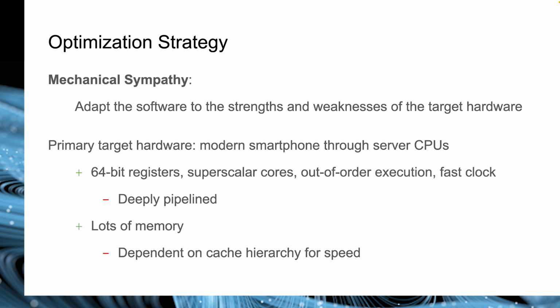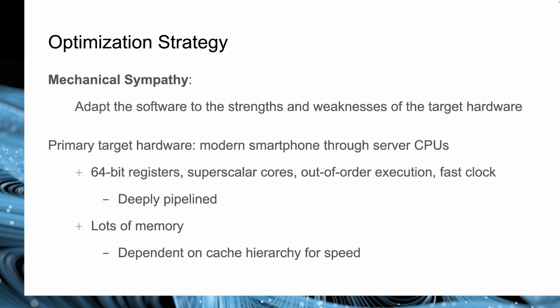usually with out-of-order execution, meaning that under the right circumstances, the CPU can avoid waiting for a data dependency by finding some other available instruction that's ready to run first. And thanks to decades of chip R&D, these things run at nice fast clock speeds. So in other words, modern CPUs are fast. However, a big part of how they run so fast is by being relatively deeply pipelined. And I'll talk more later about what that means to the hardware and what that means to the software.